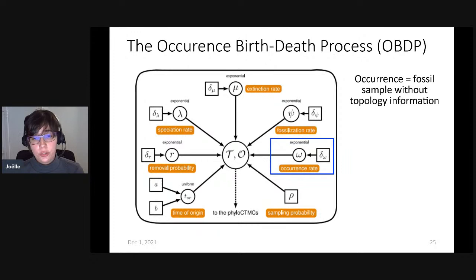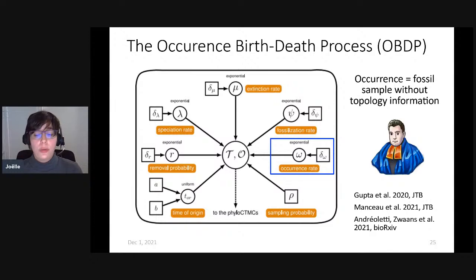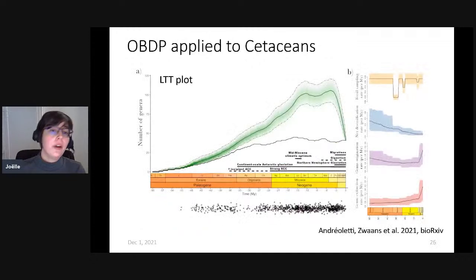And so by adding this occurrence rate into the model, we are able to account for the number of these occurrences through time without having to integrate them in the tree, which we can't do because there's no information to place them in the tree. So this model is currently implemented in RevBayes. And I can show you here an example of an analysis that's been run using the OBDP. So this is the lineage through time plot of the global Cetacea diversity in terms of number of genera through time as calculated by an OBDP analysis.